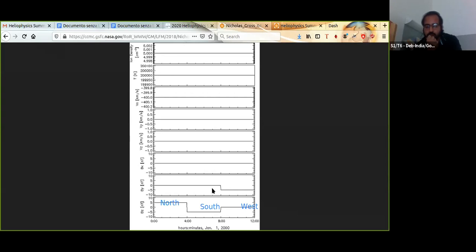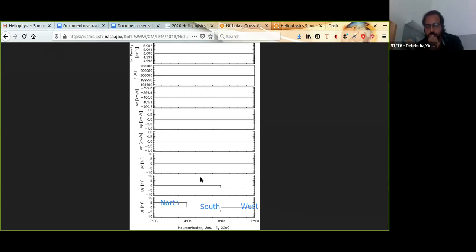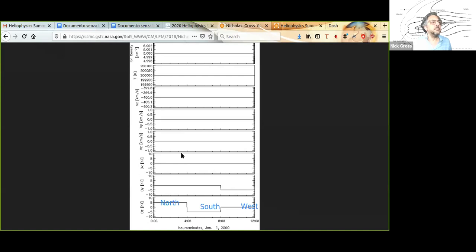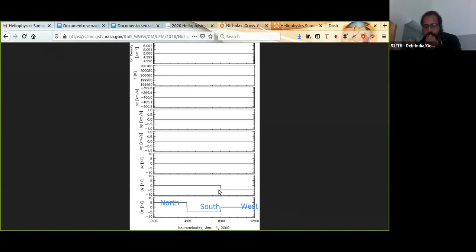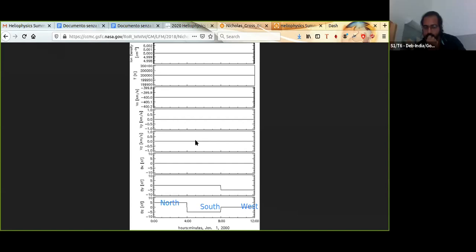So the westward case is low? The westward case? Oh, that's BY. So it's not low, it's going negative. Yeah, it's going negative. So all of the magnitudes of the magnetic field are the same, but this one cuts across from east to west. So in the picture that I've got in my background, it would be coming in and out of the page, probably into the page.